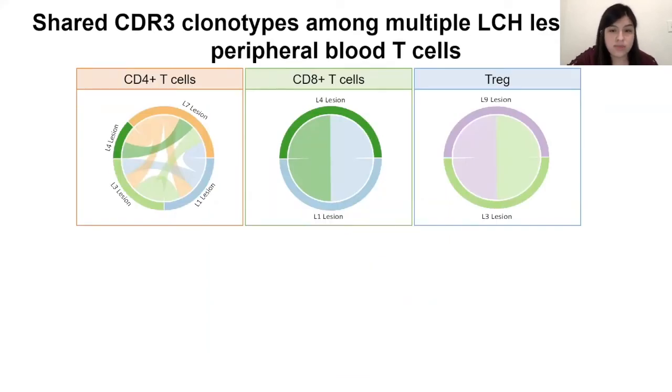So we saw shared clonotypes in all 3 lesion T cell subsets. While the CD4 group had 4 patients with shared clonotypes, the other 2 groups only had 2 patients each.